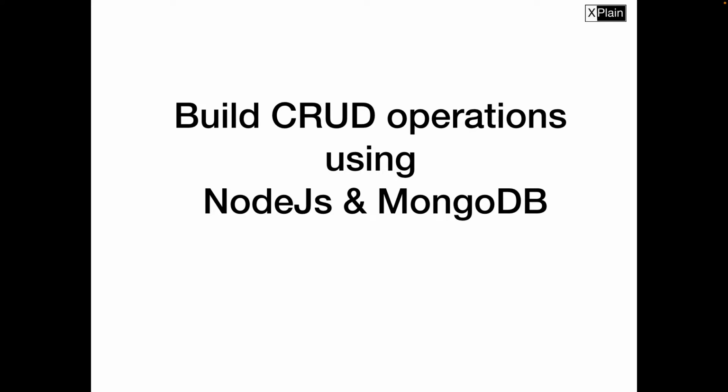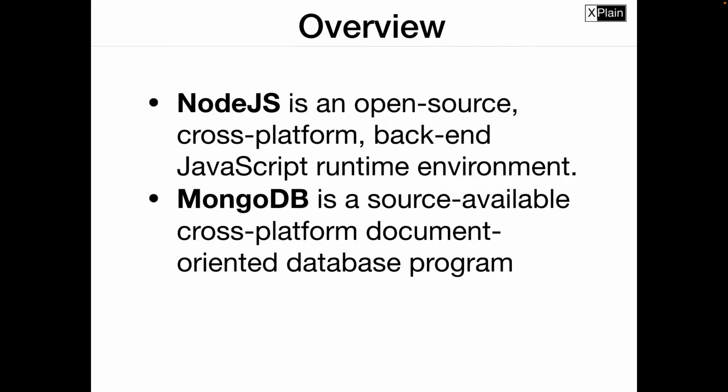Today, we are going to build CRUD operations using Node.js and MongoDB. Node.js is an open source cross-platform backend JavaScript runtime environment used to build applications and APIs using JavaScript. MongoDB is a source available cross-platform document-oriented database program. It is primarily used for storing JSON content, and it is a NoSQL DB.